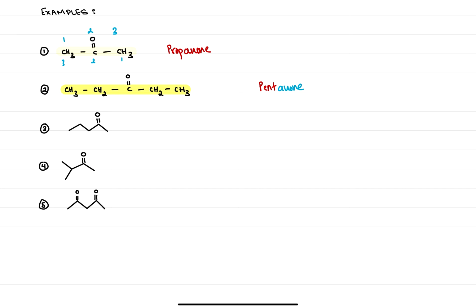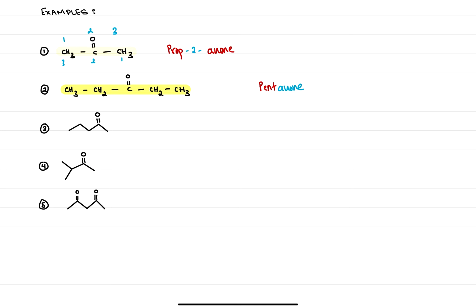The carbonyl group, the C double bond O functional group in this case, is always going to be at number 2. So if you want, you can take propanone, and this is similar to how we do it in alkenes and in alcohols. We add the number in between the name.